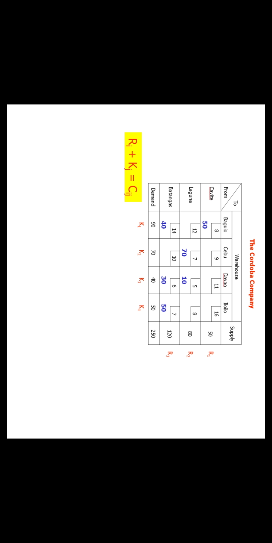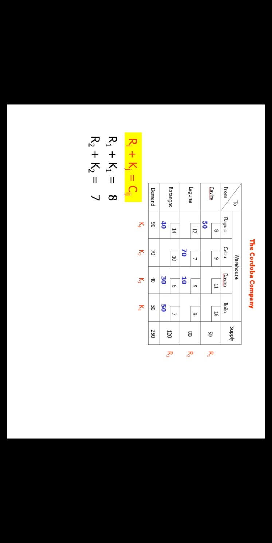Beginning with the used cell with a cost of 8, row position is at row 1, column position is at column 1. Applying the pattern, you would have r sub 1 plus k sub 1 equal to 8. Next, used cell, the one with the cost of 7. Row position is at row 2. Column position is at column 2. Applying the pattern, you would have r sub 2 plus k sub 2 equal to 7.